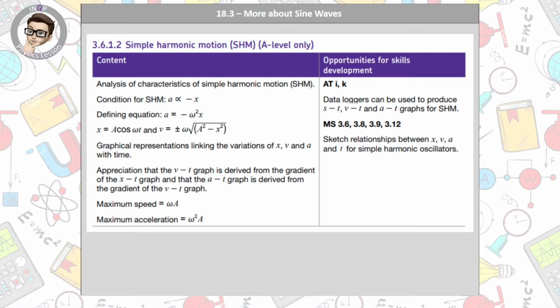So here is the content that we need to cover regarding what the exam board has talked about. So far we've dealt with conditions for SHM and defining that equation. We're going to explain why omega squared is our constant of proportionality, and also we're going to define this idea of displacement being related to cosine or sine of the angular velocity multiplied by the time.